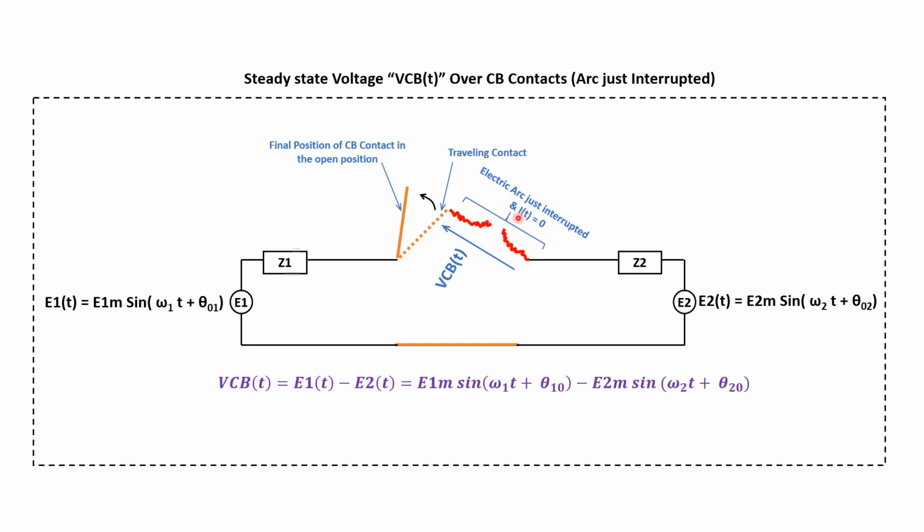Because normally, in default condition, the voltage over the contact of circuit breakers is the phase voltage, which is the line voltage divided by the square root of 3.